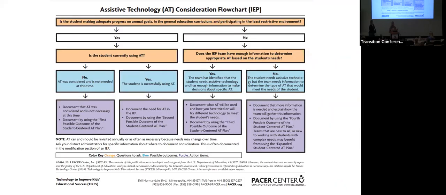This is just a quick flow chart for IEP teams. Some of the suggestions in purple are not the same, but I do like that it's got the questions to ask, possible outcomes, and then suggestions for actions. Some of their specific terminology is a little bit different.